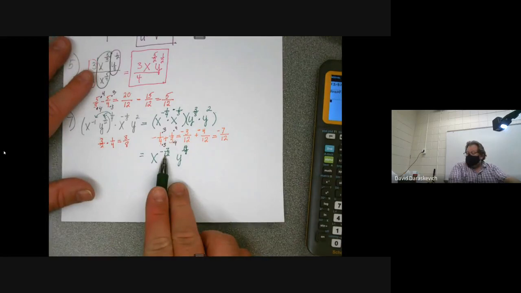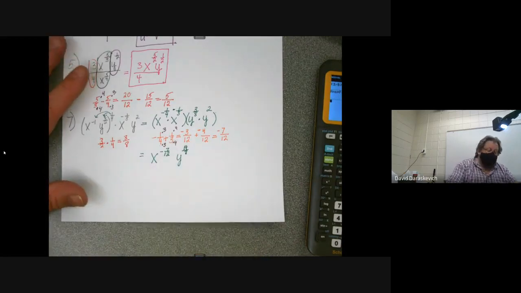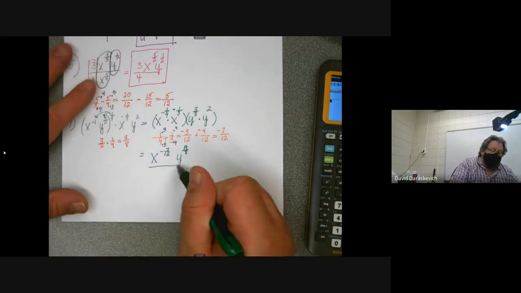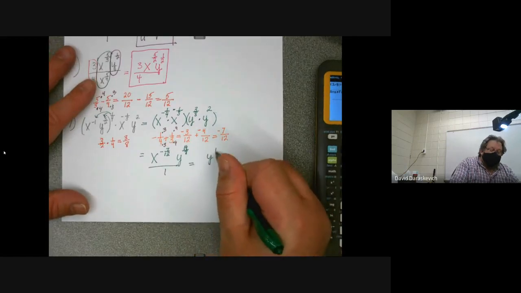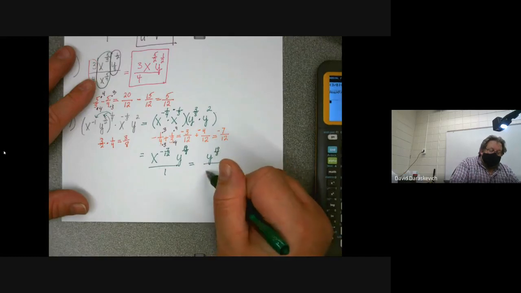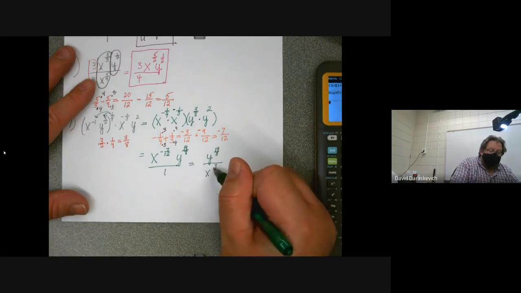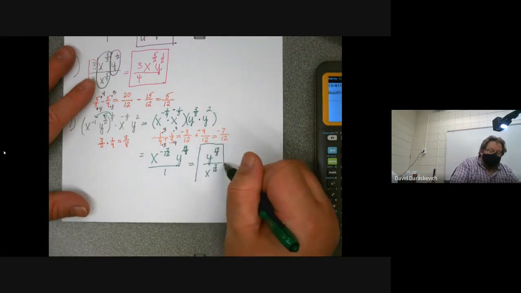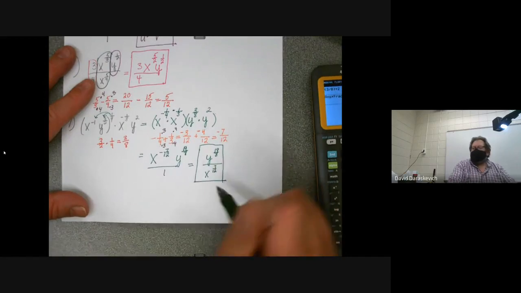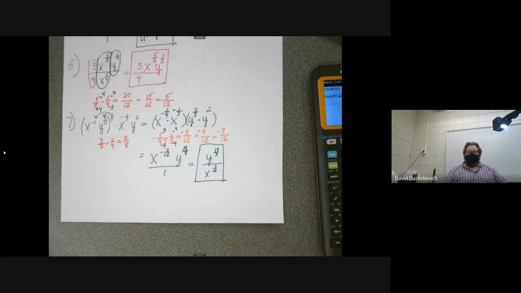Oh, don't forget, we've got a negative exponent, so I need to put it in the denominator and make it positive. Okay?